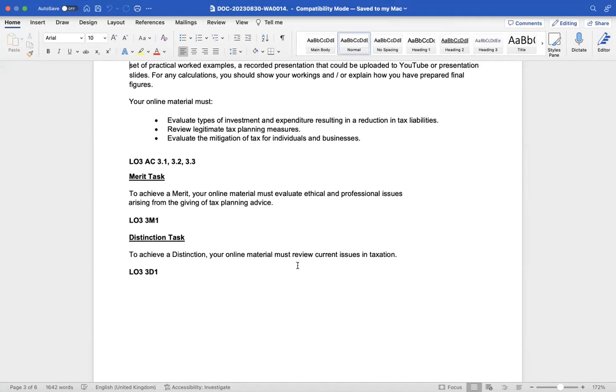Format choices, again, you have the freedom to choose the format of the online material. So, for example, a written booklet or guide: you can create a comprehensive written guide that covers all aspects of taxation planning, complete with explanations, examples, and practical tips. Then a set of practical worked examples. You can develop a series of practical examples along with step-by-step calculations, demonstrating various tax planning strategies and their impact.